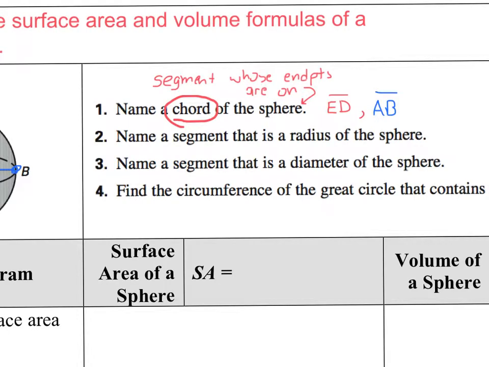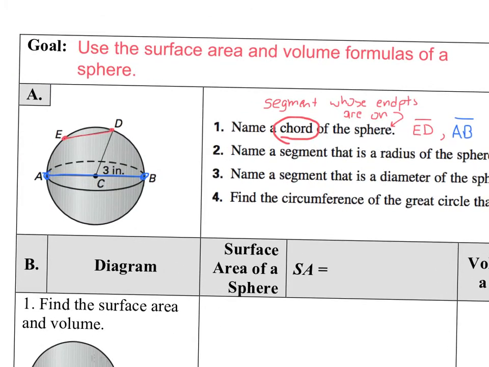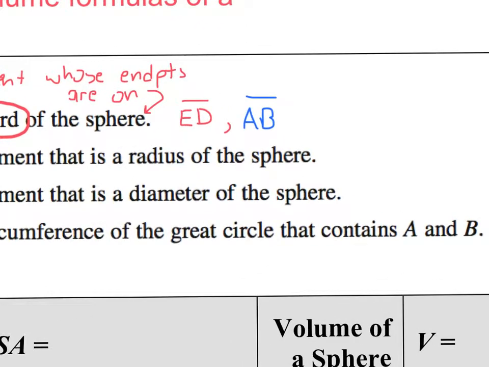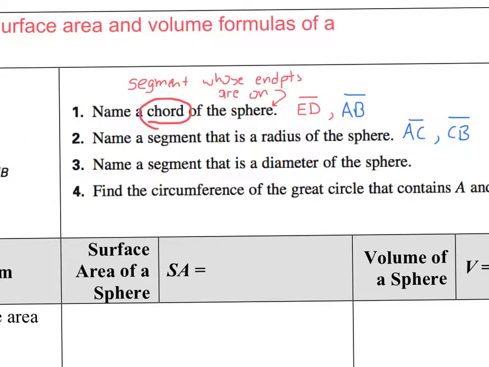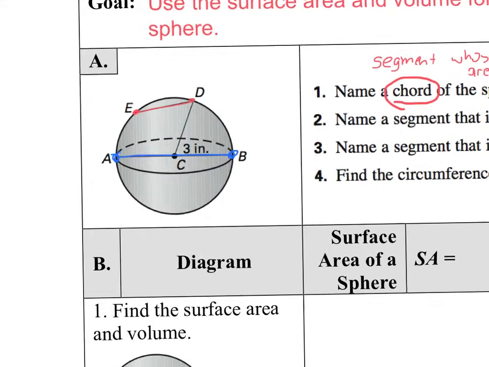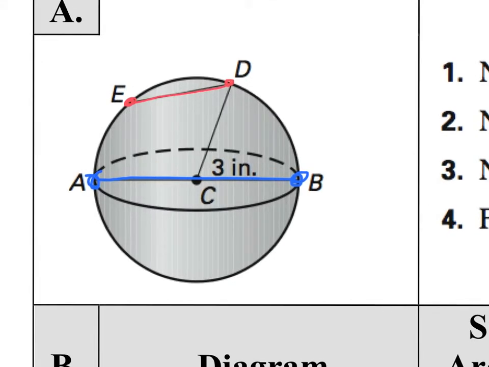Okay, name a segment that is a radius of a sphere. We're only going to write one radius, and AC is one. But had you written another one, it would be CB. All right, name a segment that is a diameter. Dia means through, meter means measure. So the thing that goes all the way through, we've already named that, segment AB, because it cuts all the way through the sphere, through the center.